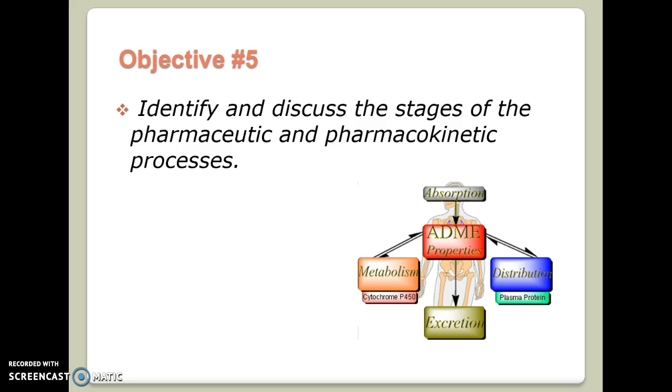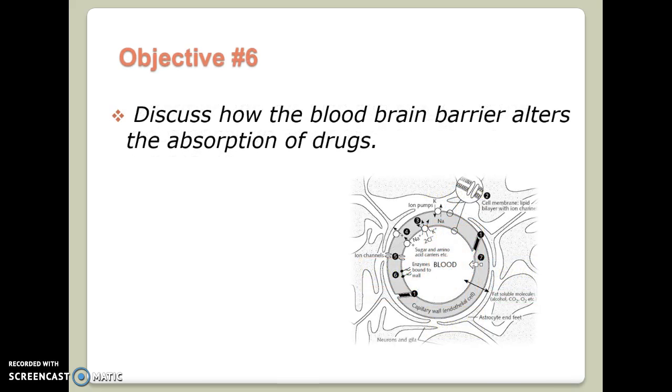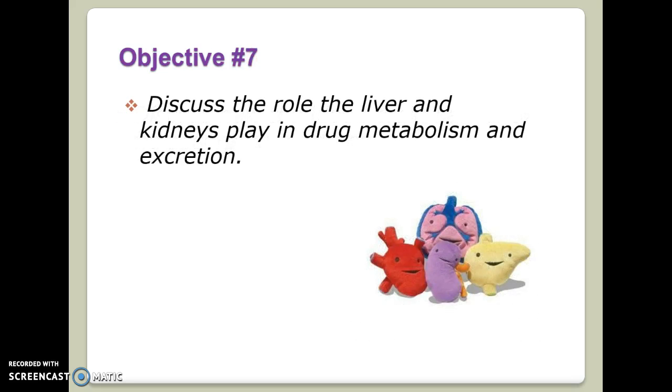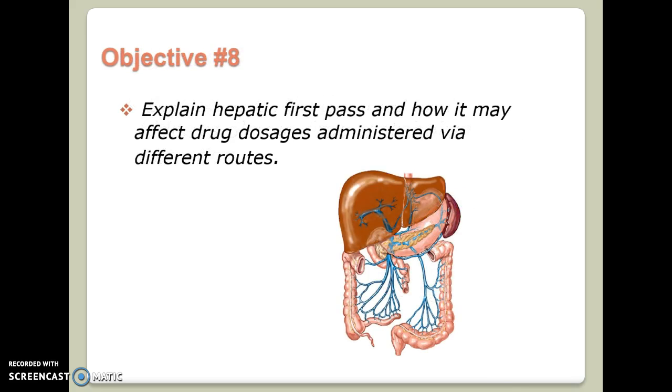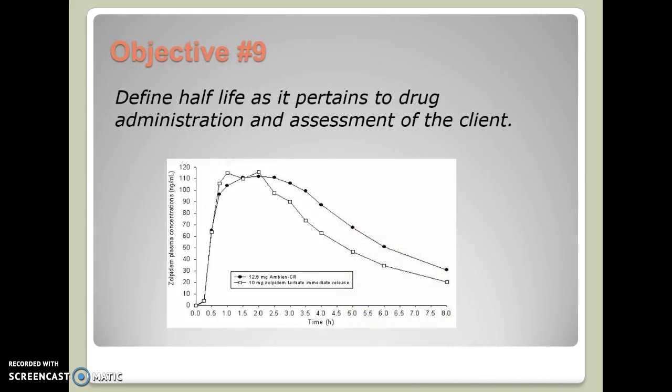Objective number 5 is to identify and discuss the stages of the pharmaceutic and pharmacokinetic process. Discuss how the blood-brain barrier alters the absorption of drugs. Discuss the role of the liver and kidneys in drug metabolism and excretion. And explain hepatic first pass and how it may affect drug dosages administered via different routes. Define half-life as it pertains to drug administration and assessment of the client.